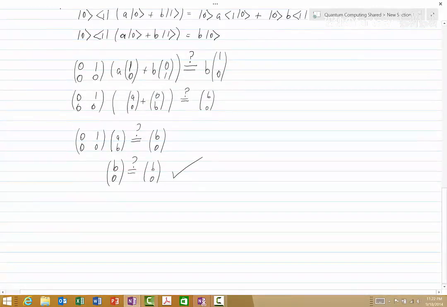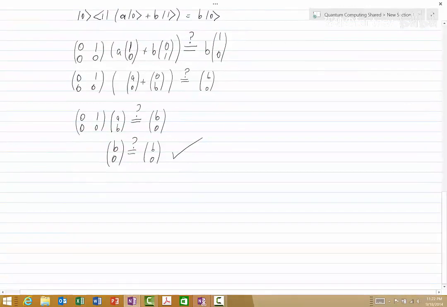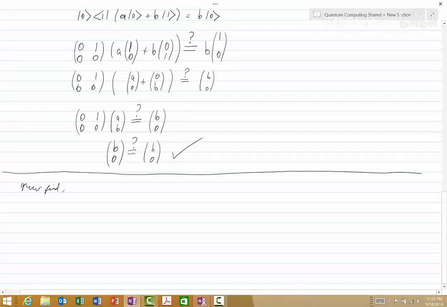So now I very strongly urge you, so now find the matrix for 0, 0. So stop the video, give this a try, and then resume the video and make sure that you got the correct answer.